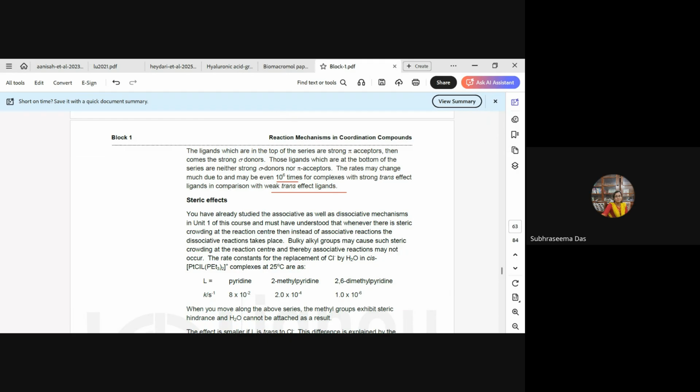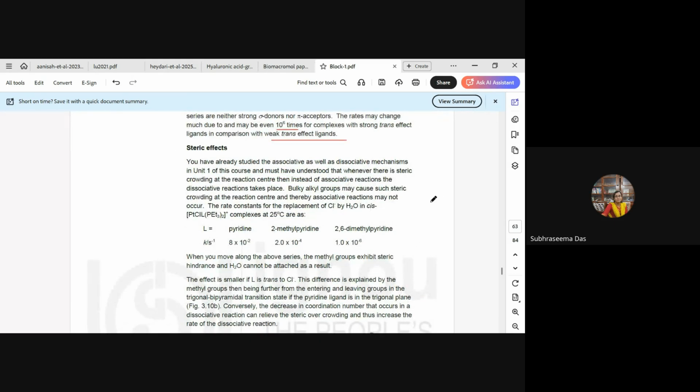So now we'll talk about the steric effects that influence the rate constants of substitution reactions. Here we know that associative and dissociative mechanisms are affected whenever there is steric hindrance. Bulky groups cause steric hindrance at the reaction center, and therefore associative reactions may not occur.